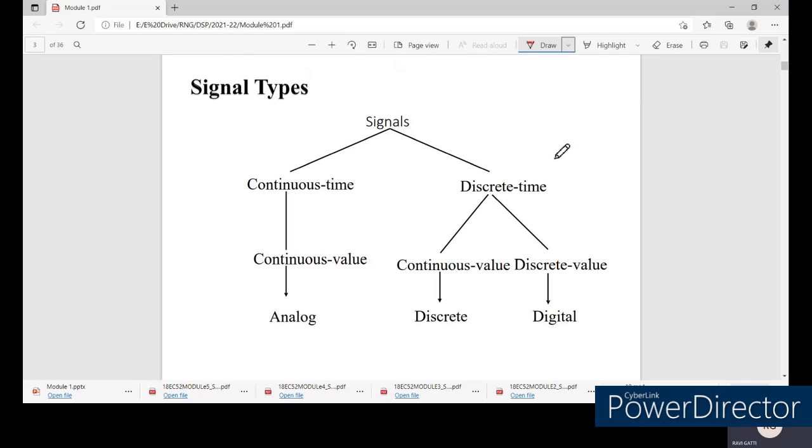Since we are mainly interested in digital signal processing, we need to go for the analysis of the discrete-time signal. This discrete-time signal is again divided into two categories. One we call continuous valued, and the other we call discrete valued. Continuous valued, as I said, is continuous with respect to an independent variable. Since we need to process the given signal in the form of binary values, that is either 0 or 1, it is necessary for us to place emphasis on discrete events.